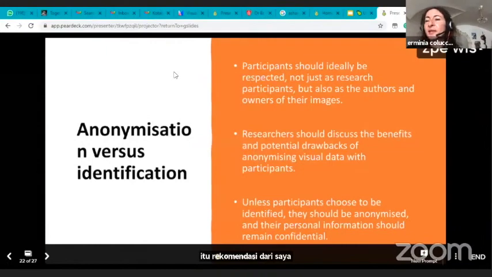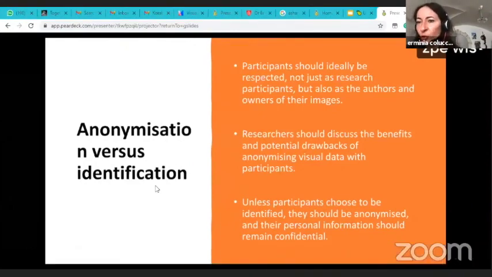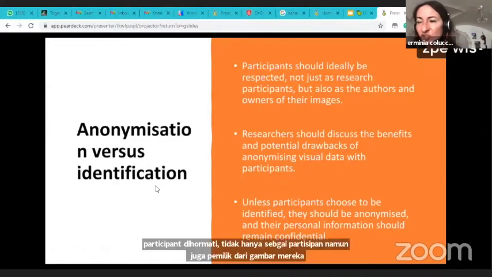Okay. So again, as I was saying just now, participants should ideally be respected. But this is not only about research participants, but also about them as authors and owners of their images. Obviously, it's not always possible, because in some situations people might have no way to share the images they have. But take Anto's film, which you can watch on the Movie-ment website. Maybe at the end, Bulan, in the chat, you can put the link for Anto's film, or Anto, you can put it yourself if you wish.